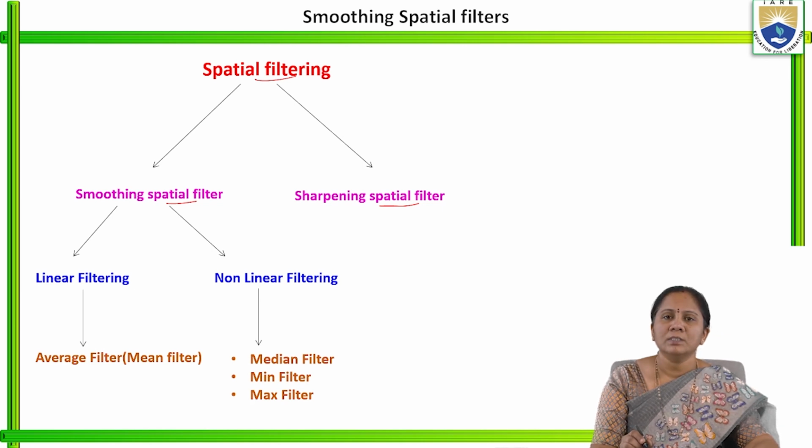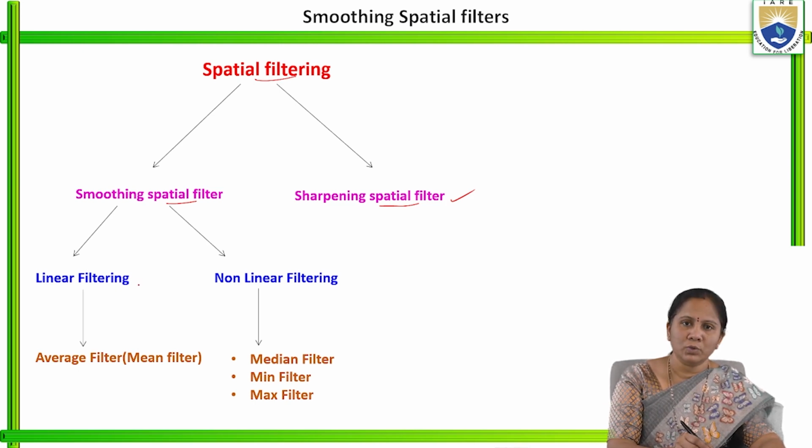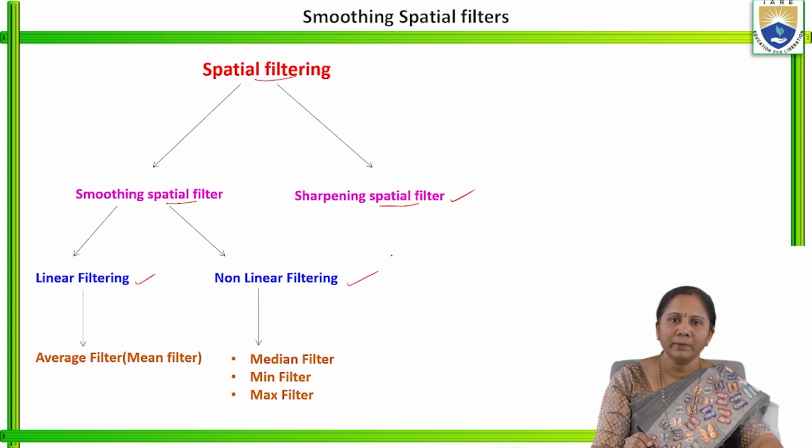Coming to the sharpening spatial filter, it is similar to the high pass filter. We will discuss the sharpening spatial filter in detail in the coming sessions. Under the smoothing spatial filter, we have two types of filters: linear filtering and non-linear filtering.